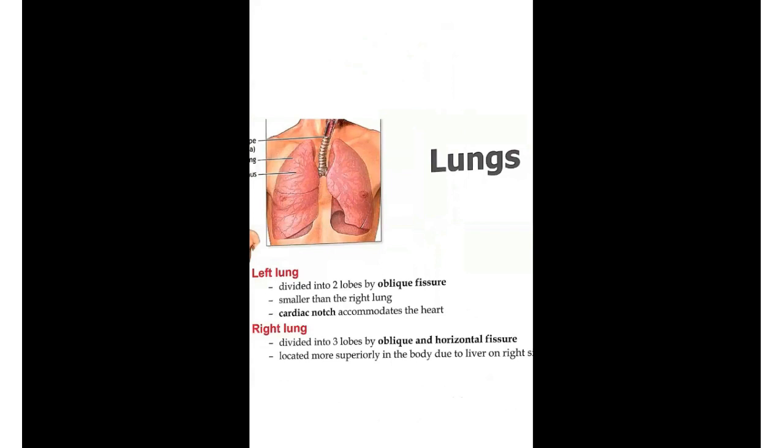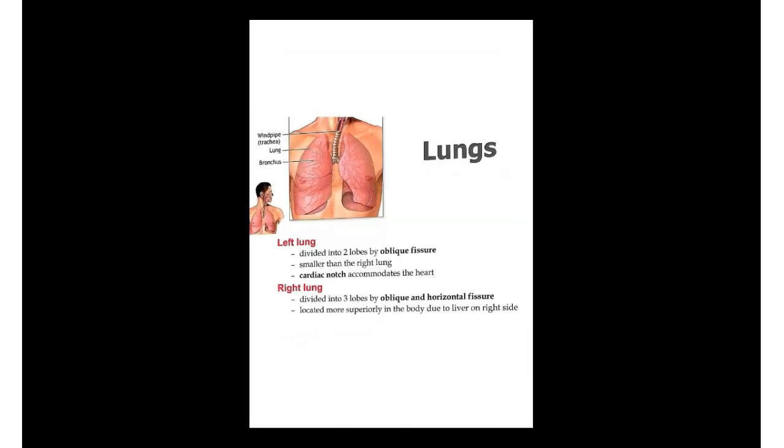Horizontal is in the center, and oblique is from the bottom. The oblique fissure is present in both lungs. From the base there is one line going upward, that is your oblique fissure, and the horizontal fissure is present only in the right lung, above the liver. It is located more superiorly due to the liver on the right side. So the right lung sits a little higher compared to the left side. Why? Because of the location of the liver on the right side.